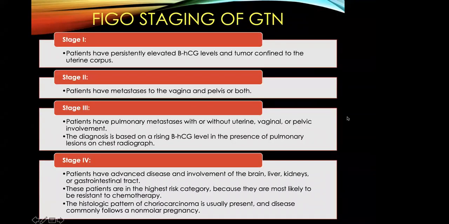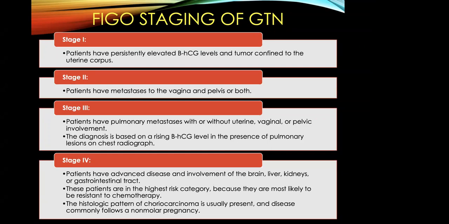So let us first understand the prognosis, which will depend upon what stage the patient has presented at. Stage one, very simple, you don't have to go through all these things: involvement of the uterus. Stage two, beyond the uterus into the vagina and pelvis. Stage three, pulmonary metastasis. Stage four, it has gone beyond the lungs into the brain, kidneys, GIT, and there is a higher risk category, and they are resistant to chemotherapy.